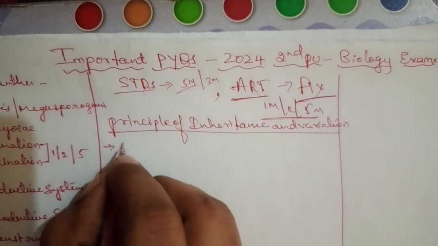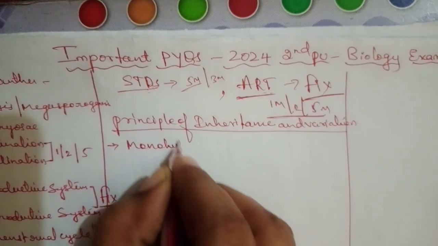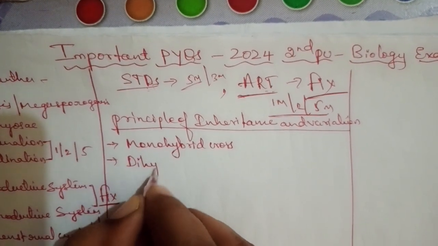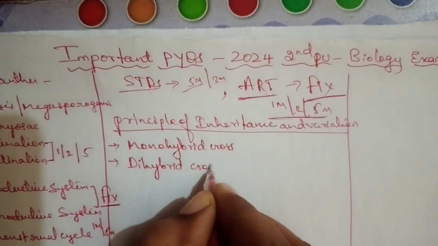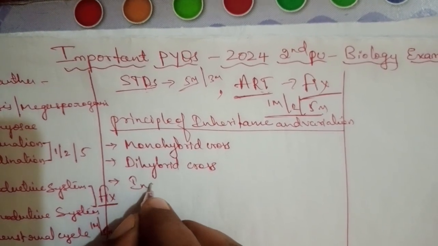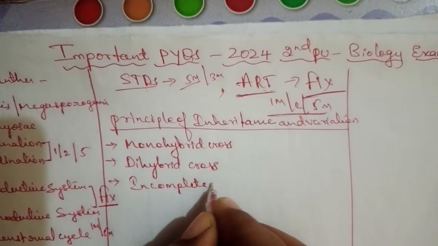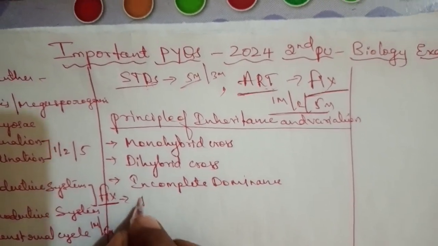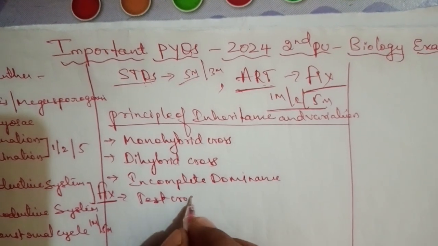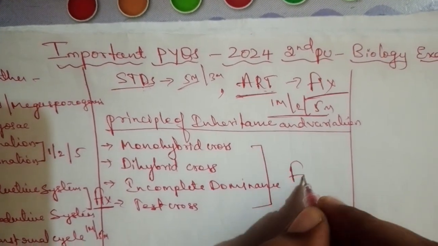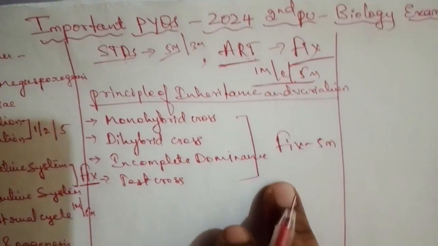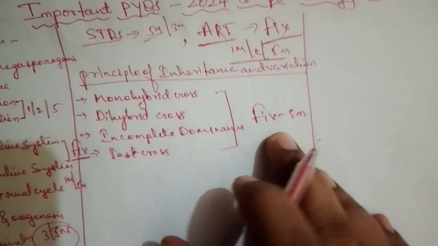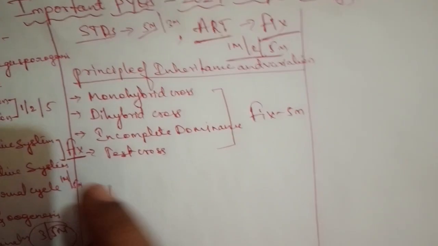Here the monohybrid cross, next dihybrid cross, followed by that incomplete dominance, followed by test cross. So these are again fixed questions for 5 marks. Among the 4 you will get a 5 marks question. Again it is fixed. Followed by that, here again some 5 marks questions.